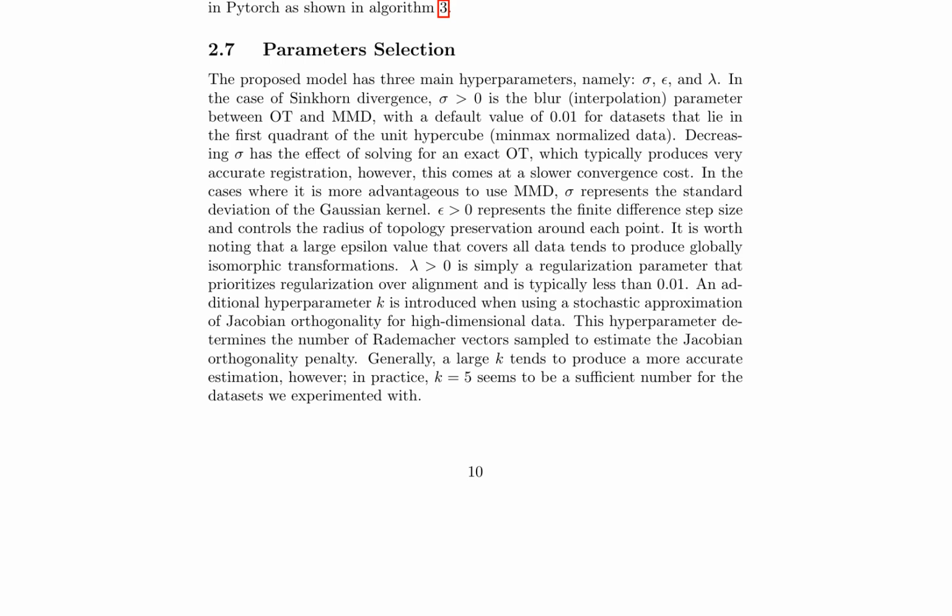The choice of hyperparameters is crucial for the model's performance. Default values are set to sigma equals 0.01 for datasets in the first quadrant of the unit hypercube, with E chosen based on the desired level of topology preservation and lambda set to a small value. The value of k is chosen based on the dimensionality of the data and the desired level of accuracy.